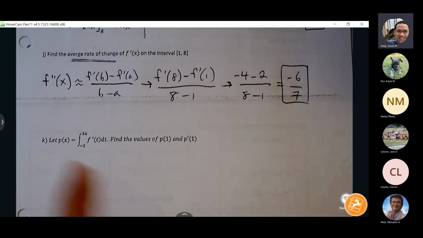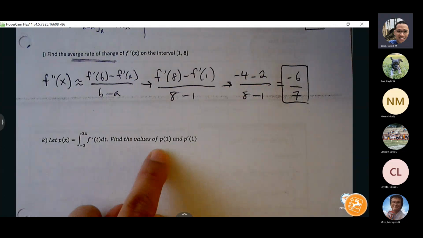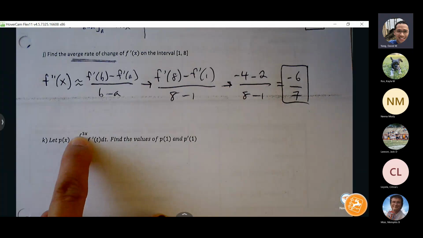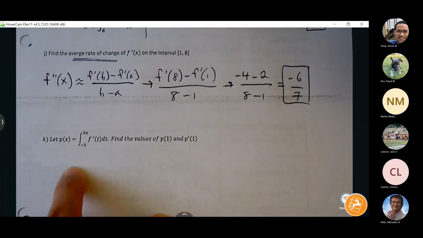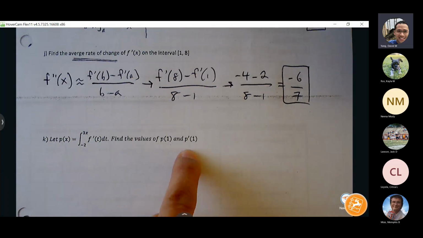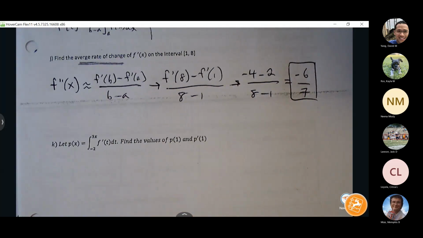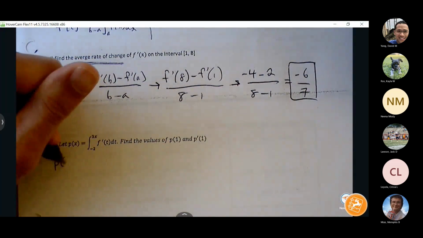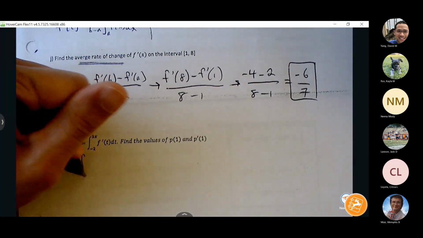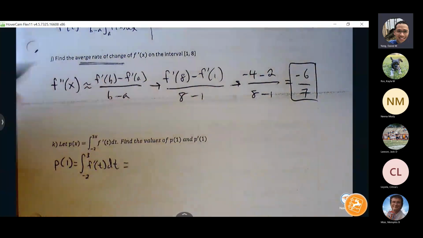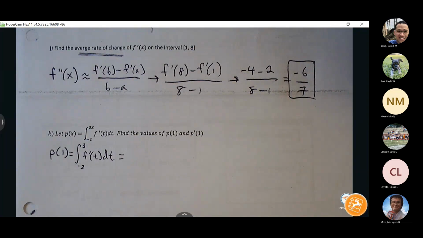Next up, let p of x be the definite integral here. Find the values of p of 1 and p prime of 1. So p of 1 should be pretty straightforward. We just replace the x with 1. P prime of 1, I'm going to have to go through second theorem. Okay, so I'm just replacing every x with 1. From -2 to 3.